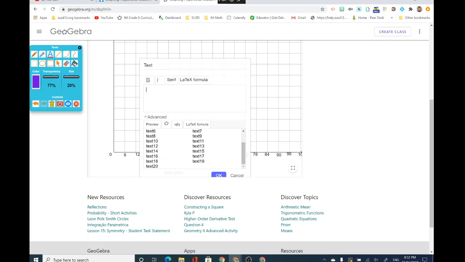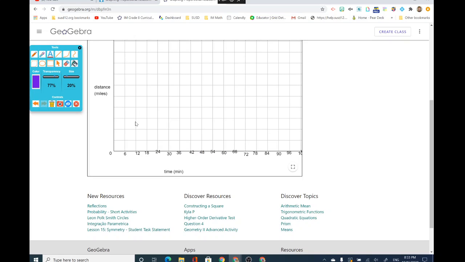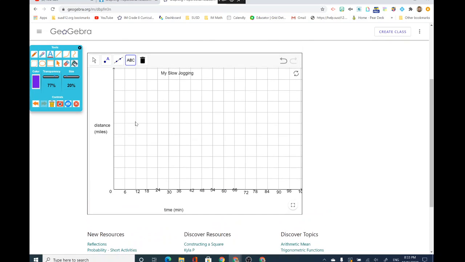So anyway, distance, and then I'm going to go down. Use parentheses for the units, miles. Let's see how this looks. I wonder what these different texts are. Can we try them? Whatever, that looks fine. That looks pretty good, actually.